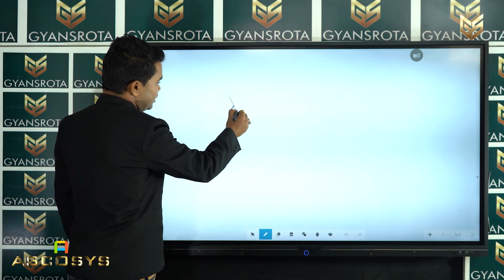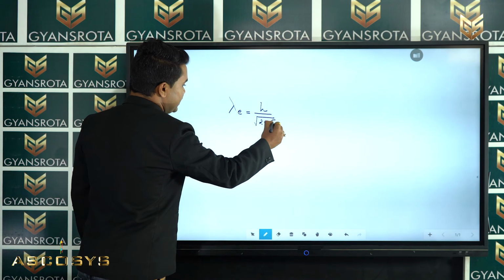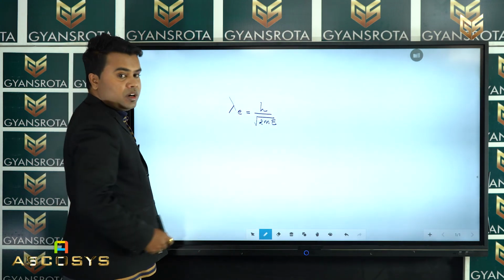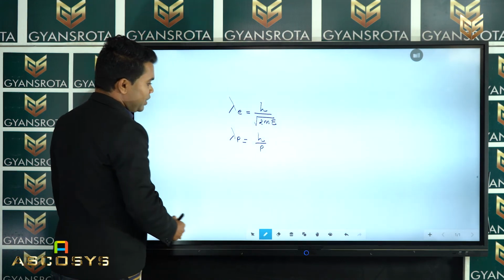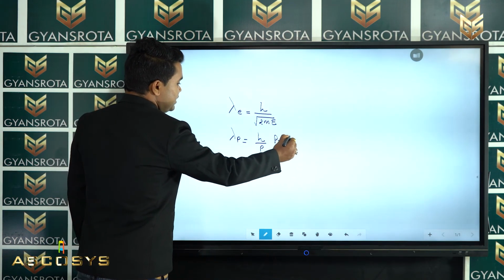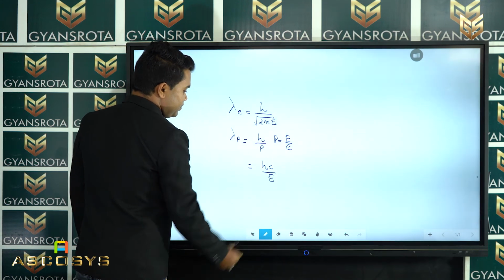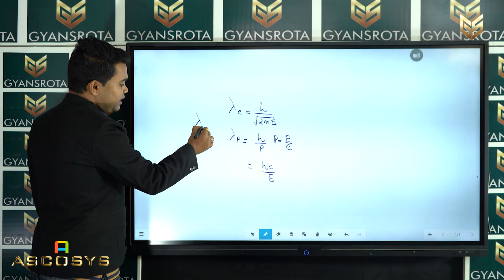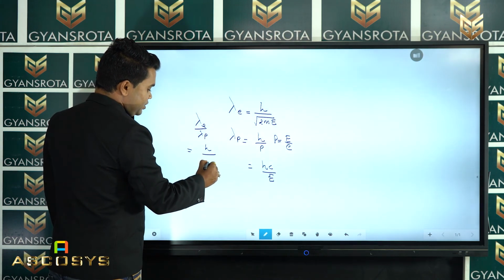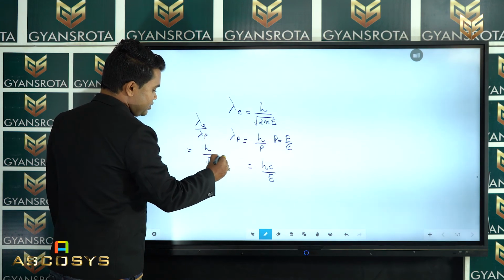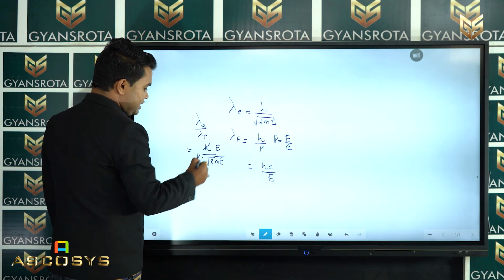Wavelength of an electron according to de Broglie is given by h divided by root over of twice m times the kinetic energy E. And then for a photon, the wavelength can be written as h by p, and we know p is equal to E by c, where c is the velocity of light, so it can be written as hc by E. Just take the ratio lambda e by lambda p: it will be h divided by root of twice m E, and this one will be hc by E. So h gets cancelled out.